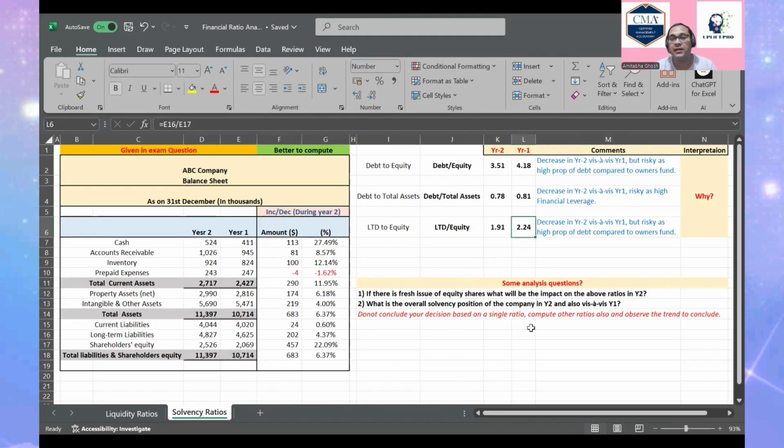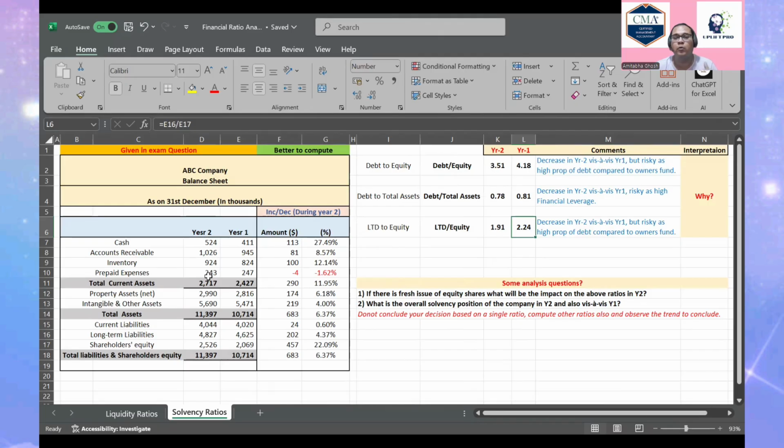If we ask further about our analysis, a question may come that if there is a fresh issue of equity shares, what will be the impact on the above ratios in year 2? Now, by seeing this question, apparently we feel okay, equity shares increased, that means our denominator of total equity is increasing, that will be an inverse impact on my ratio. Okay, quickly we get the answer. Don't go like that. It's better, again I'll say, use some hypothetical numbers, see how much your total equity becomes from what is given in the existing balance sheet, add that hypothetical number and see what is the impact happening in the ratio. This will help you to avoid mistakes in your exam.